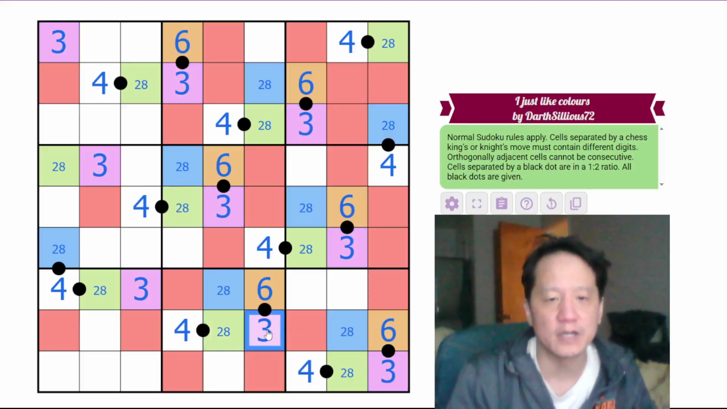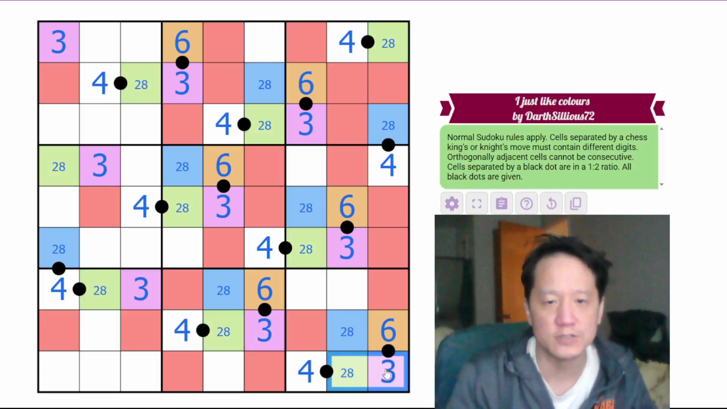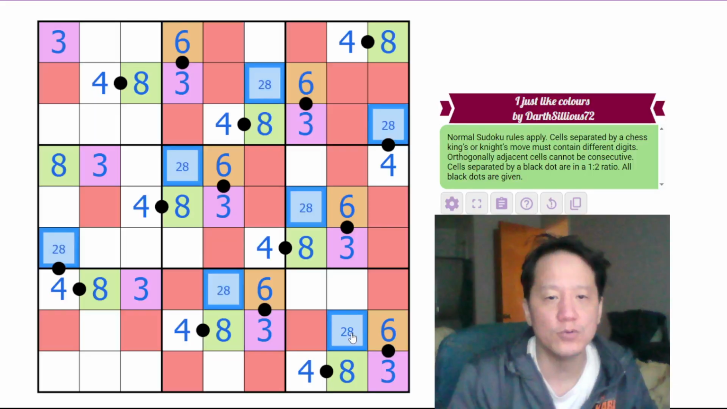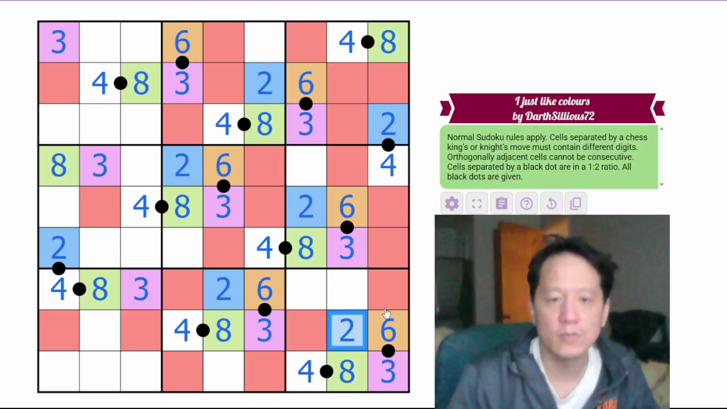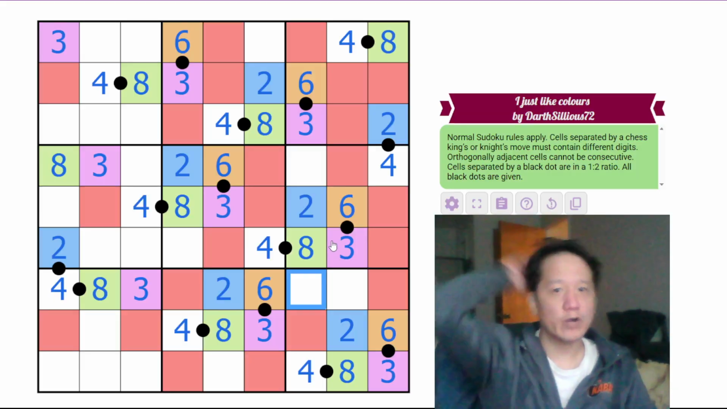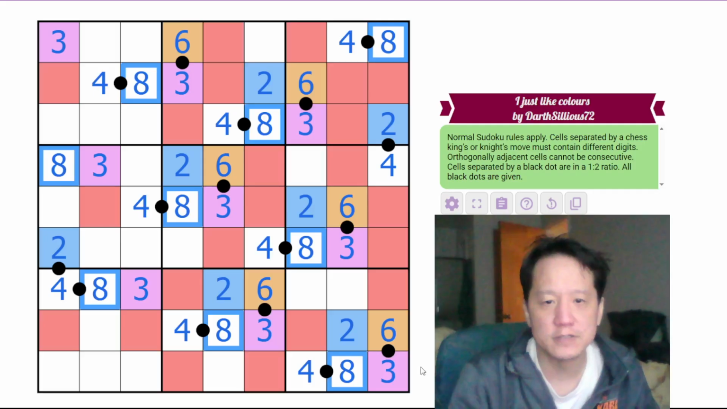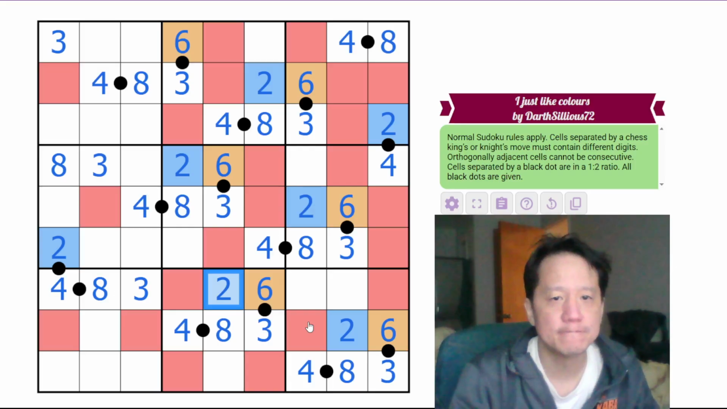2 cannot be consecutive with 3. And these greens are adjacent to the pinks, which is 3. So they must be 8, and blue must be 2. Okay. So we can remove green. We have all the greens, that's done. We have all the pinks, that's done. We don't have all the oranges, we don't have all the blues.